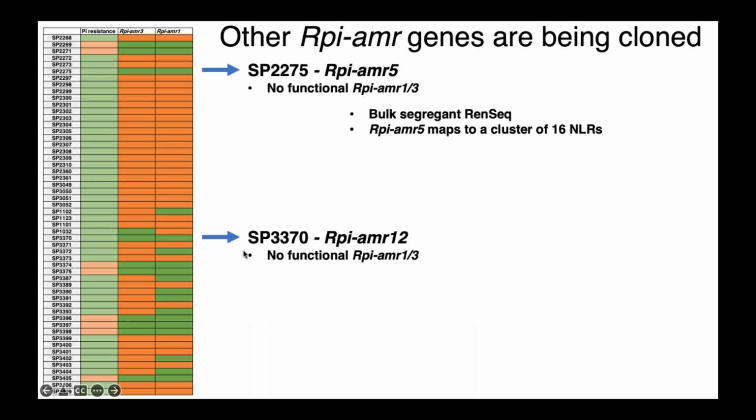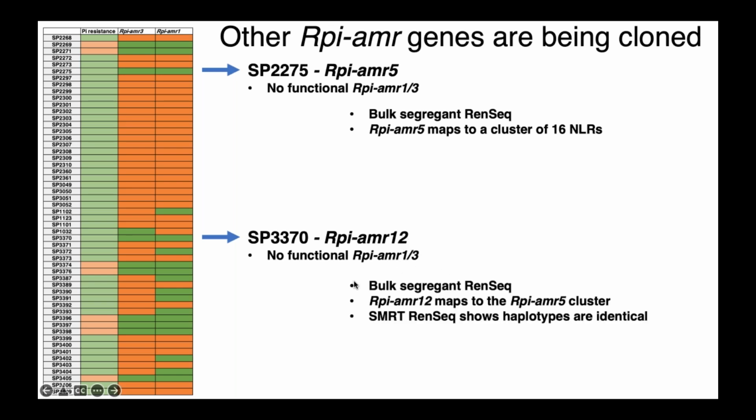With the other accession, SP3370, which we call Rpi-amr12, there's again no functional Rpi-amr1 or 3, and we perform the same pipeline with bulk segregant RenSeq and bioinformatics. We find that Rpi-amr12 maps to the same cluster as Rpi-amr5, and indeed the bioinformatic assemblies show absolutely identical haplotypes. So these two genes are in essence identical.